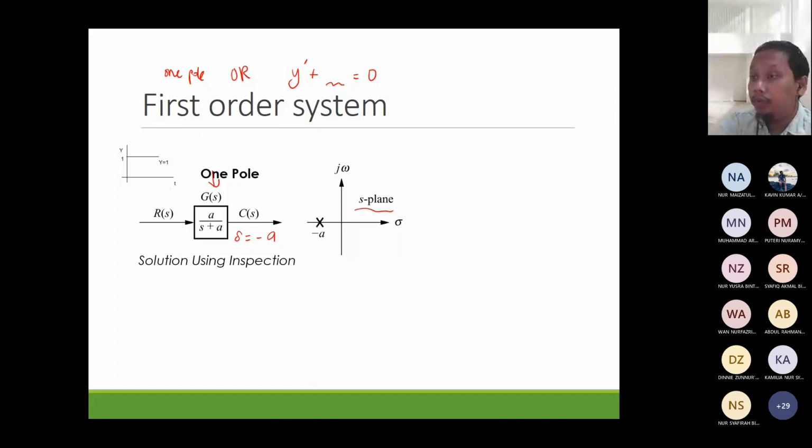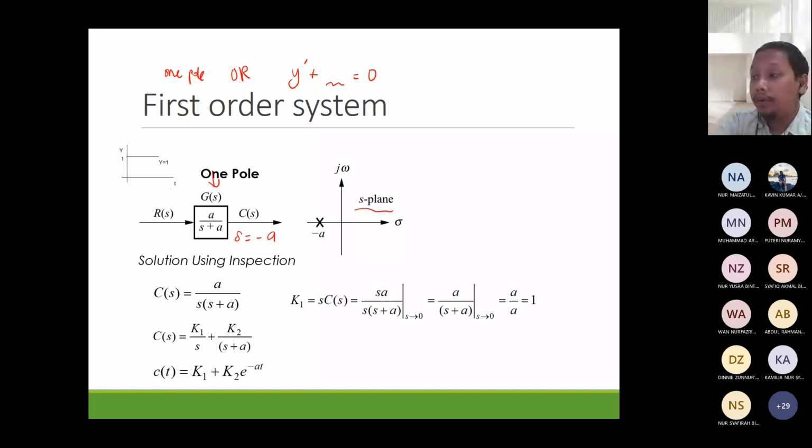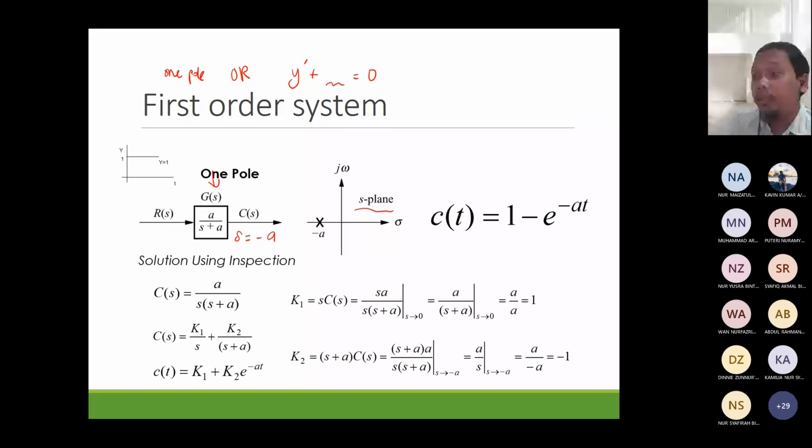If you solve by inspection, we have C(s) equals a over s plus a, and we get this by performing partial fraction expansion. Then apply the inverse Laplace transform, and then we can find the values of K1 and K2. Then we get the time response equals 1 minus e to the power of negative at.